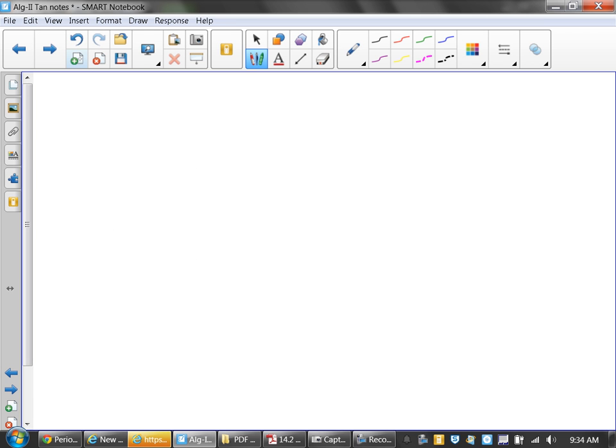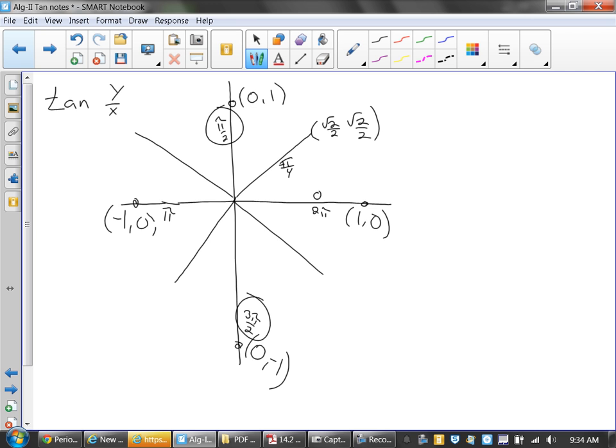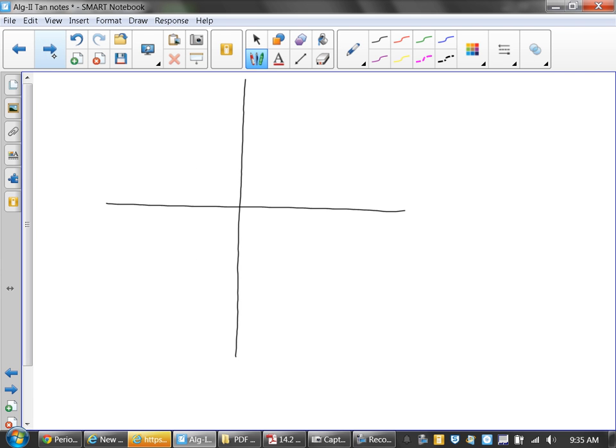I agree. So here's what tangent looks like. If we take the regular XY grid, I know that the tangent of 0 is how much? Go back here. What's the tangent of 0? It's 0 divided by 1. What do you get? 0. So at 0, 0, tangent is 0.